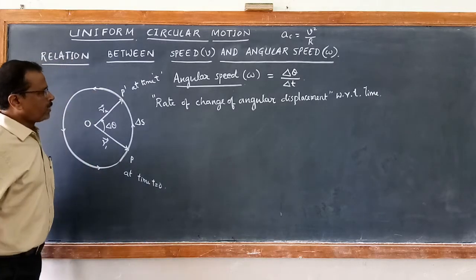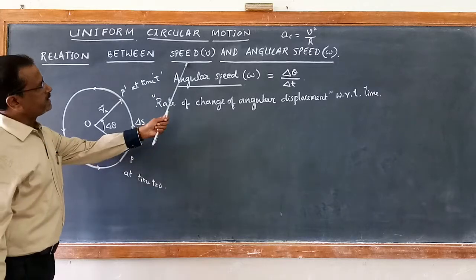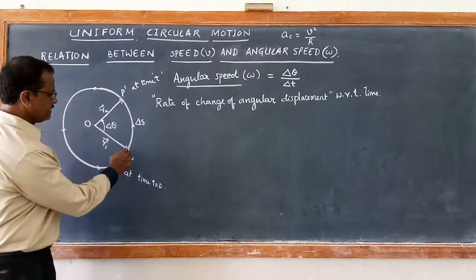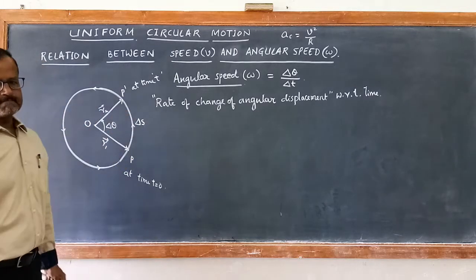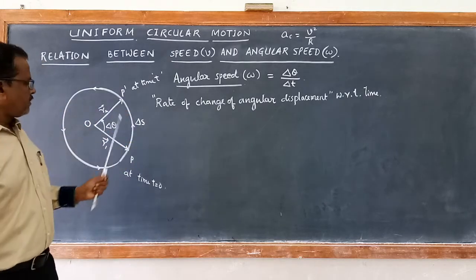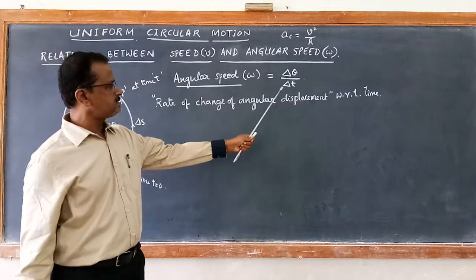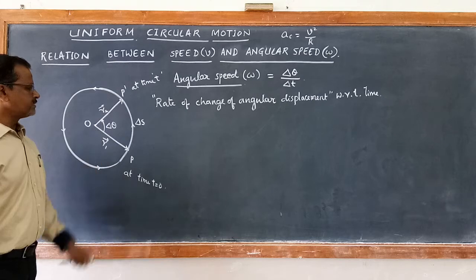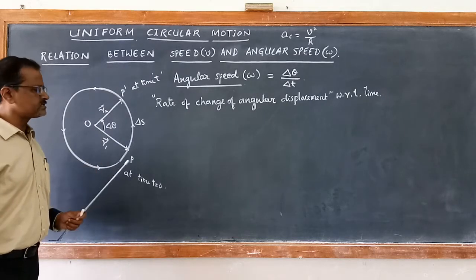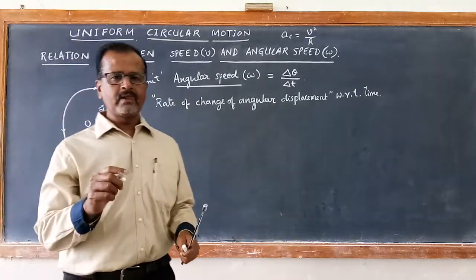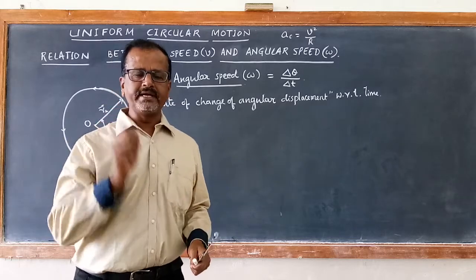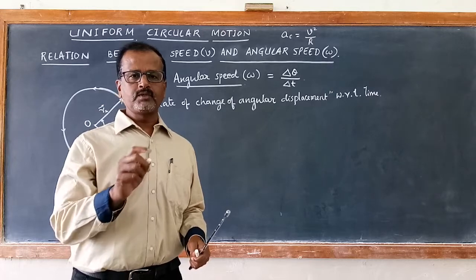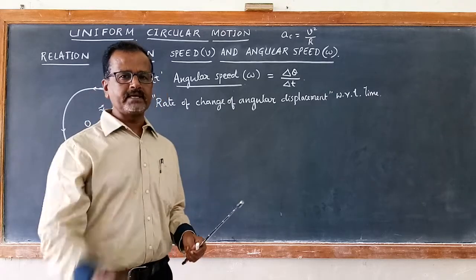Now we are defining what is speed. Speed is defined as distance covered divided by time taken. We have mentioned the time taken as delta t. So what is the distance covered here? Distance covered is the arc PP dash, that is delta s. So linear speed, or just speed, is equal to delta s by delta t, the total distance covered by time taken.